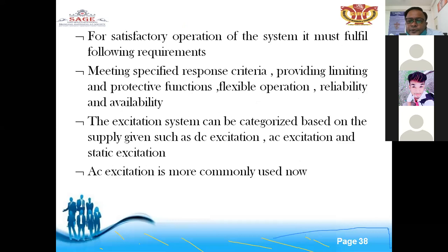For satisfactory operation of the system, it must fulfill the following requirements: meeting specified response criteria, providing limiting and protective functions, flexible operation, reliability and availability. The excitation system can be categorized based on the supply into DC excitation, AC excitation and static excitation. AC excitation is the more commonly used now.